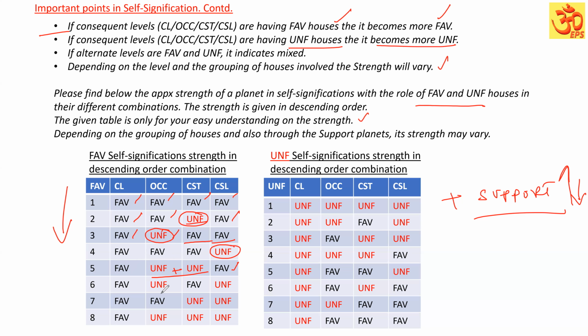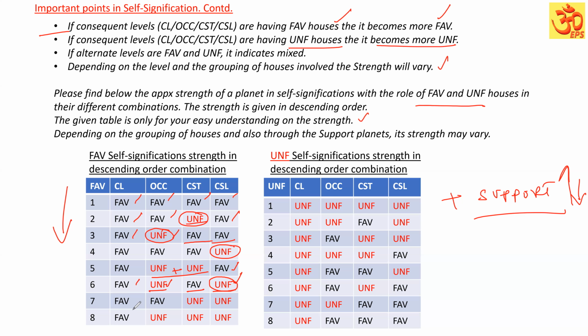Then next comes a favorable planet, OCC is unfavorable, CST is favorable, and CSL is unfavorable. Because CSL is unfavorable and OCC is also unfavorable, though it is not in consequent levels, though it is in alternate levels, OCC and CSL unfavorable is stronger. So OCC and CSL in a planet having unfavorable strength is increased more than this. Here, OCC and CSL are unfavorable, but CST is favorable, so that the strength is a little supported. Here CSL is unfavorable.